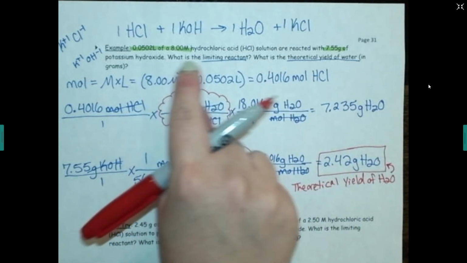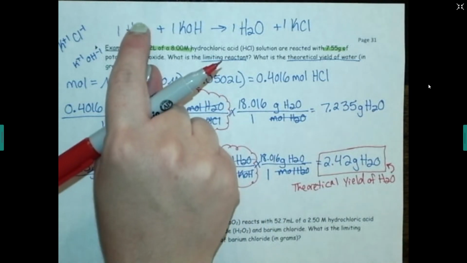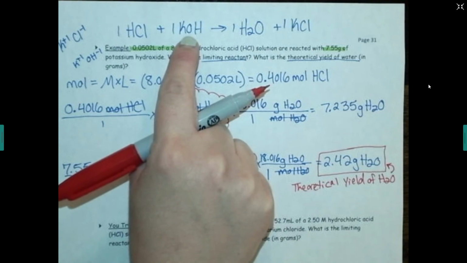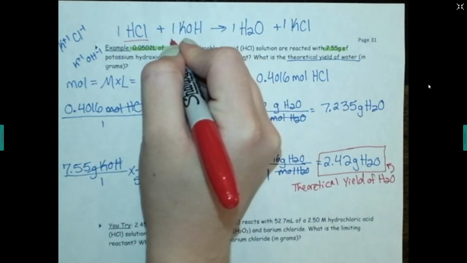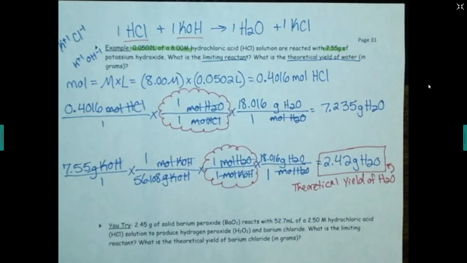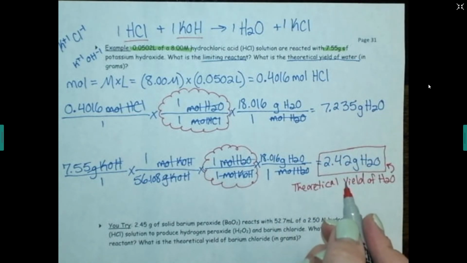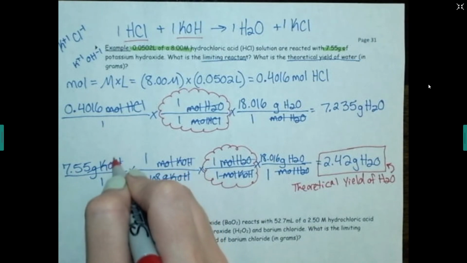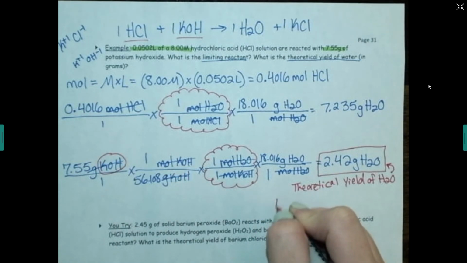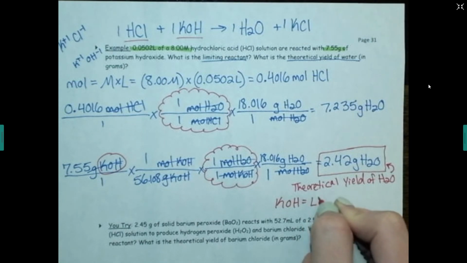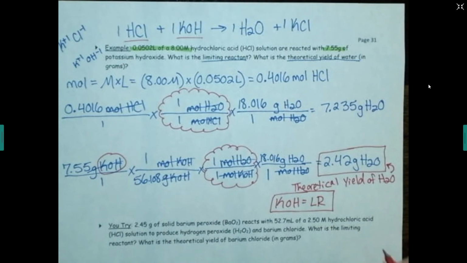It says, what's the limiting reactant? So remember, your limiting reactant has to be one of your two reactants. And a reactant is something to the left of the arrow. So our limiting reactant is either HCl or KOH. Which one is it? Well, we just decided that our smaller answer, our theoretical yield, came from KOH. So KOH is going to be our limiting reactant. Okay? KOH is going to be our limiting reactant.